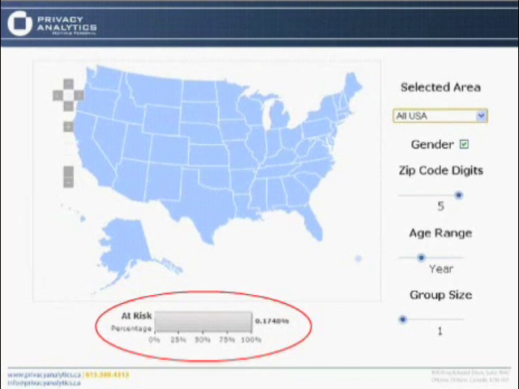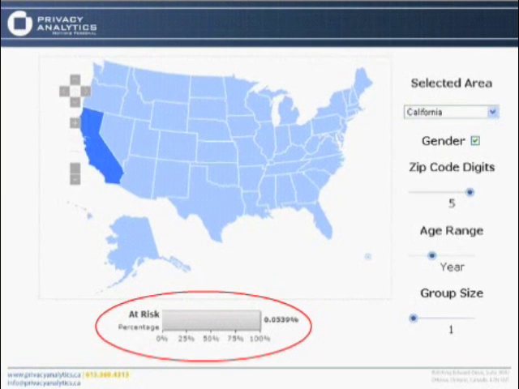And also, it varies by state. So here we're looking at the data set for California, and we have ZIP5, age in years, and gender, and 0.05% of the population is unique on those 3 pieces of information. So that is quite a small percentage.